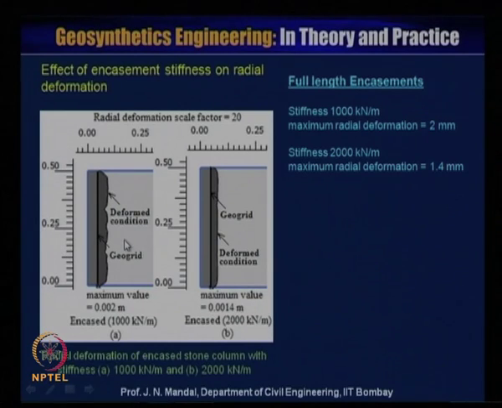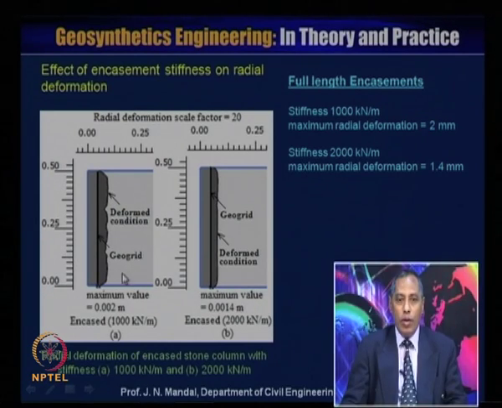So here this figure shows the radial deformation of the encased stone column with stiffness 1000 kilonewton per meter, this is A, and for B, this stiffness is 2000 kilonewton per meter. And you can see here what the radial deformation is when the stiffness is 1000 kilonewton per meter.